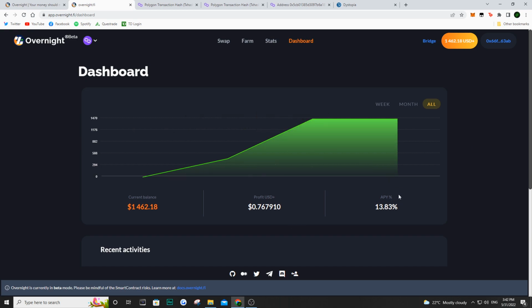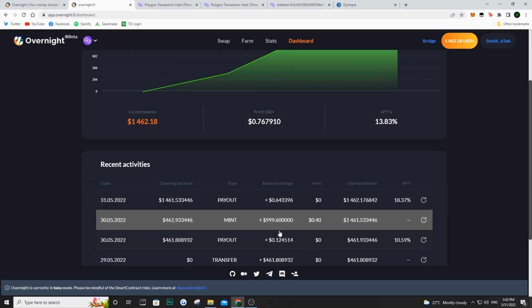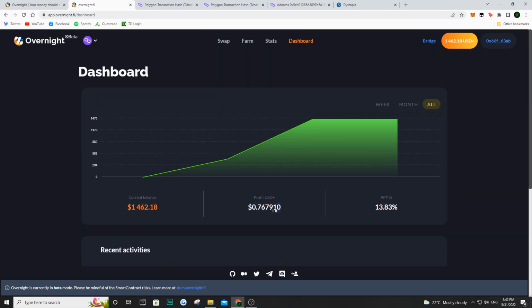And as we can see, over the last 2 days, I've generated about 76 cents on about $1,500. Again, it's not crazy money, but it's better than just having your USDC sit in your wallet and not generate anything. Now, of course, I could use my USD Plus right now, invest it into a liquidity pool and make even more money, but for now I'm just going to leave it as is and we'll see how things go.